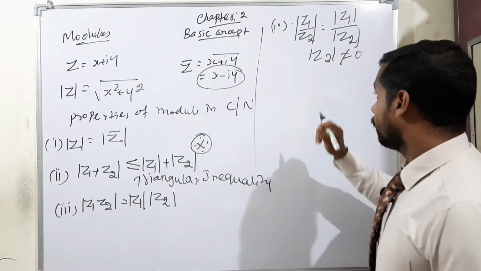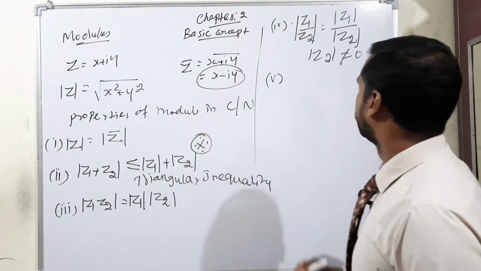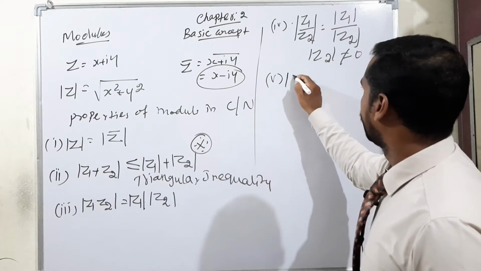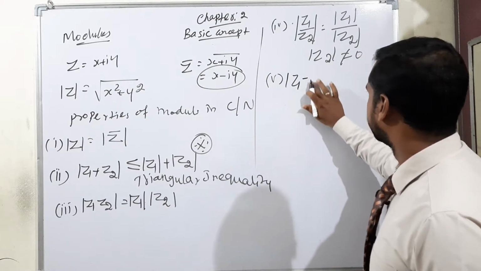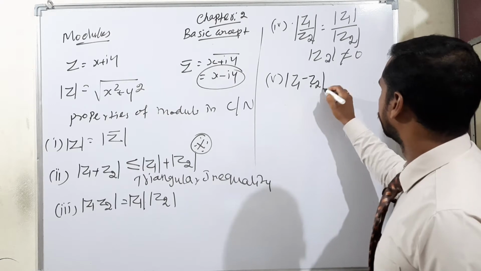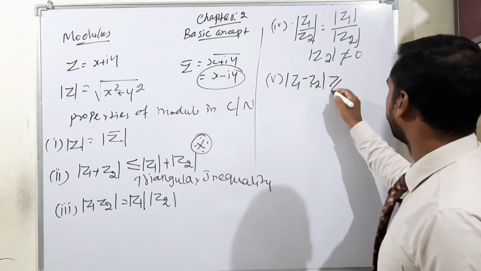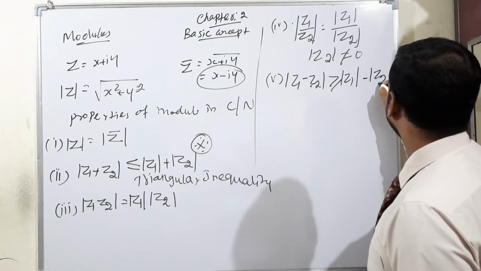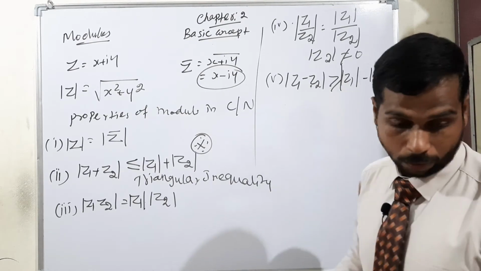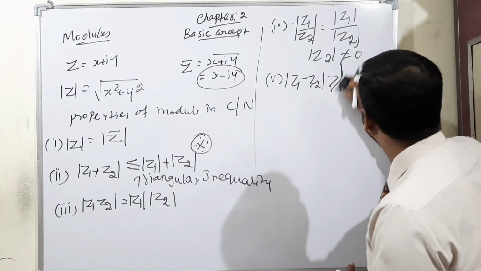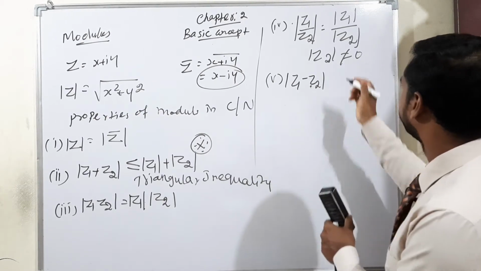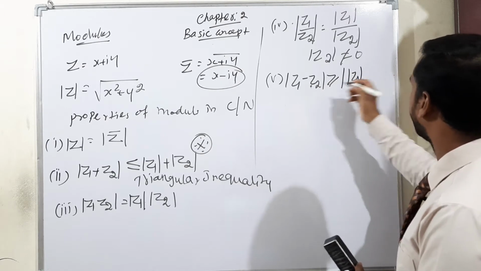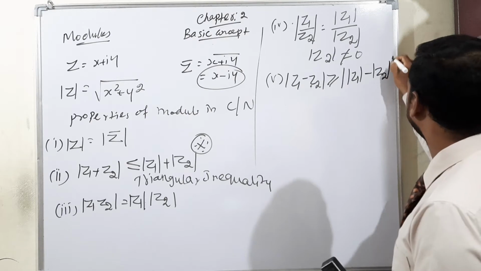Then property number 5. In property 2 there was a plus sign; if there is a minus, what will happen? Modulus of z1 minus z2 is greater than or equal to the whole modulus of modulus of z1 minus modulus of z2. Look there, the whole modulus.